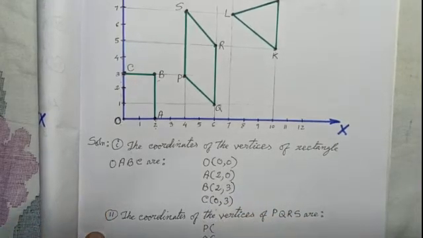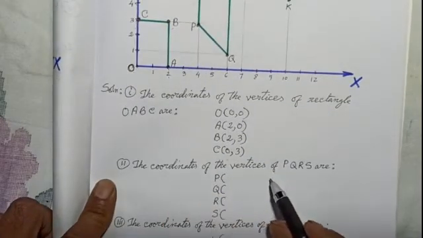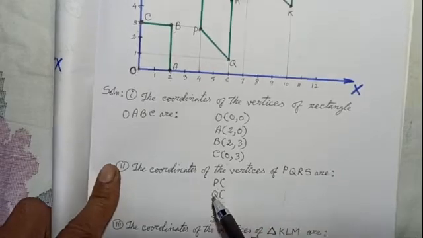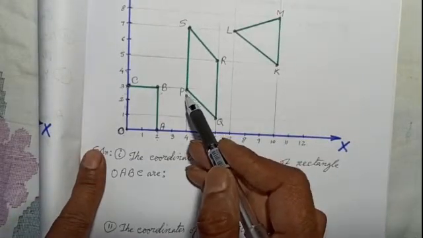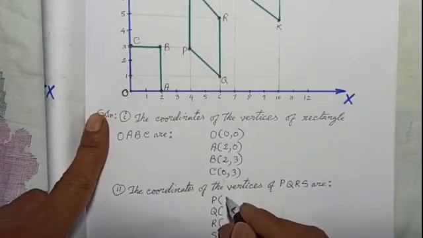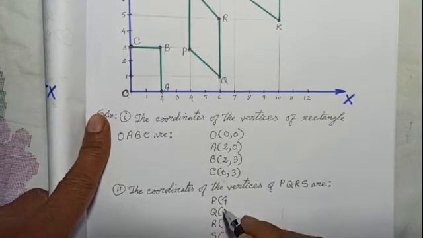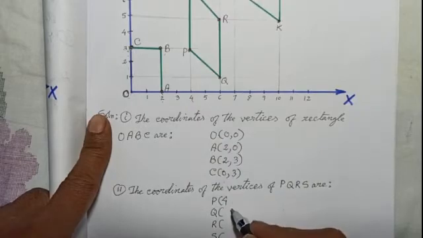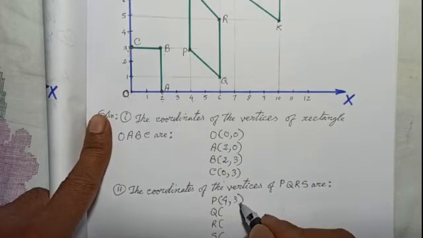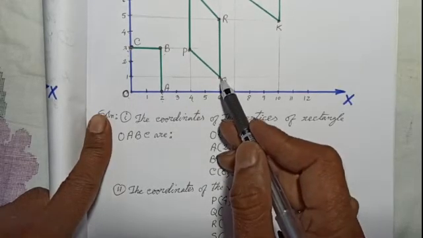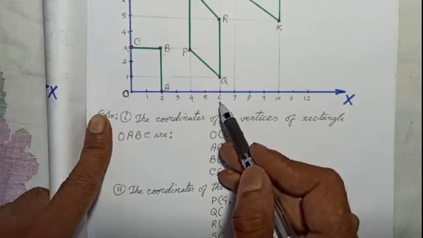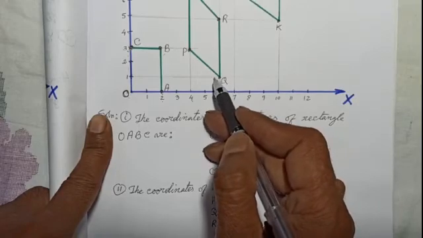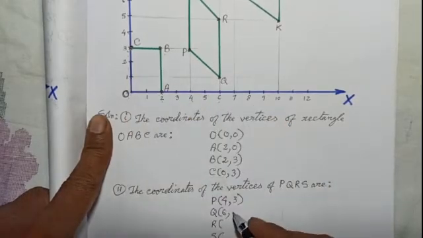Next are the coordinates of the vertices of P, Q, R, S. Now let's write for P. At point P, the value of x is 4, so 4. At this point P, the value of y is 3, so 4, 3. Now Q: at the point Q, the value on the x-axis is 6. At this point Q, the value on the y-axis is 1, so 6, 1.